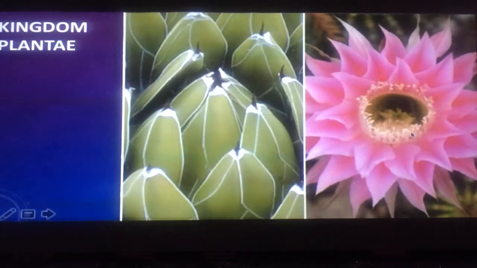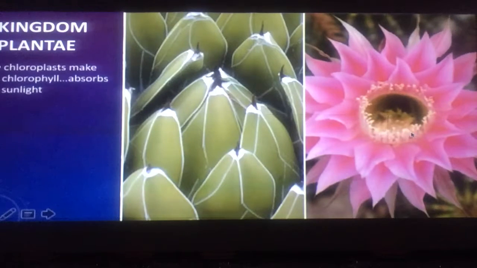Then we have kingdom plantae. Now, what makes these special from other organisms is that they have chloroplasts in their cells, which produce chlorophyll. And chlorophyll is what makes the green part of a plant. This is very important because plants need to absorb sunlight, and the chlorophyll is what absorbs that sunlight. They need that sunlight plus carbon dioxide and water to create photosynthesis, and when they go through photosynthesis, this makes the energy they need in the form of sugar or glucose.